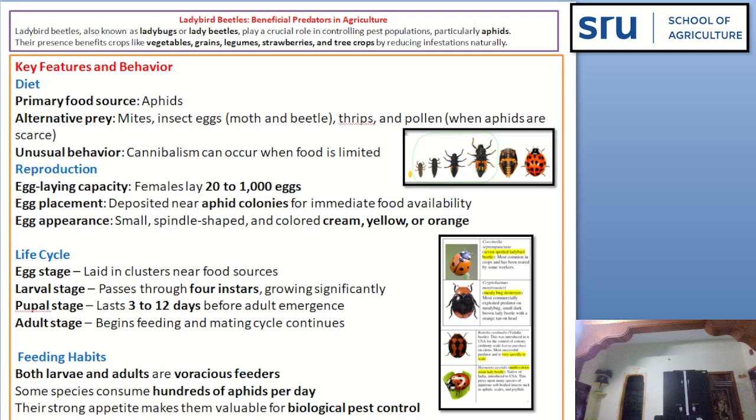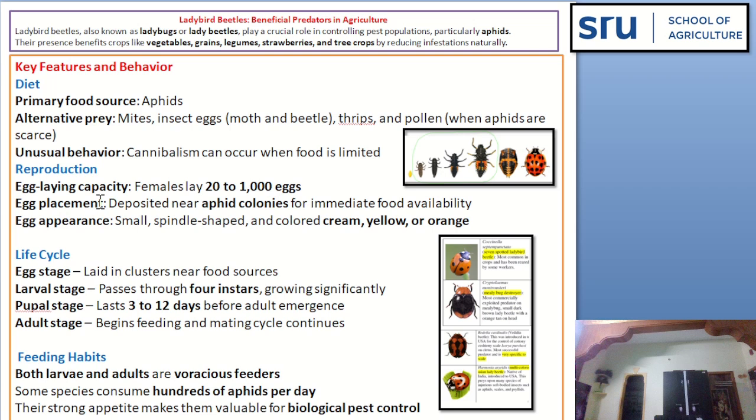Key features and behavior of a ladybird beetle. Their diet: the primary source includes aphids. Alternatively, they feed on mites, insect eggs, thrips, and pollen when aphids are scarce. Unusual behavior: cannibalism can be seen when food is limited. Cannibalism is the feeding of one adult on its young ones or other organisms of the same species.